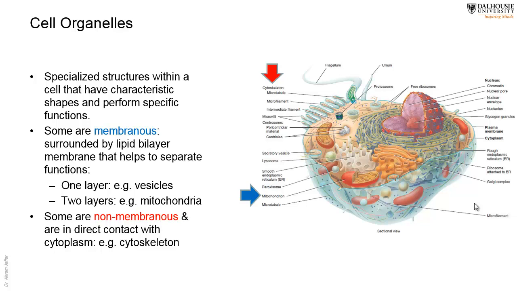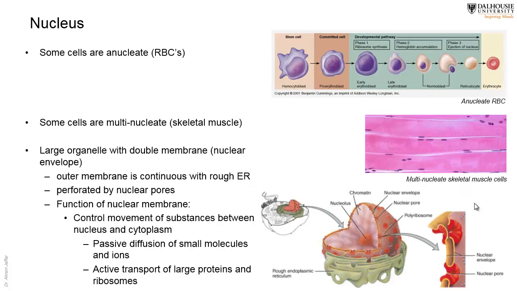So the organelles have different shapes and different functions. Some of them are membranous, some of them are non-membranous. Most of the membranous ones have a single membrane, and the others have a double membrane, two membranes. The large organelle here we are going to study is the nucleus. And actually, some cells are enucleate. That's to say, they do not have a nucleus, like the red blood cells.